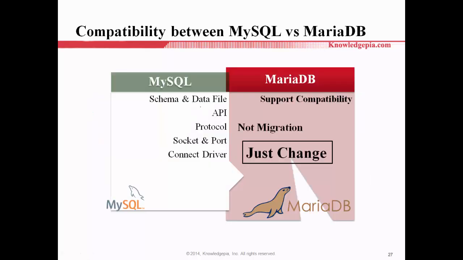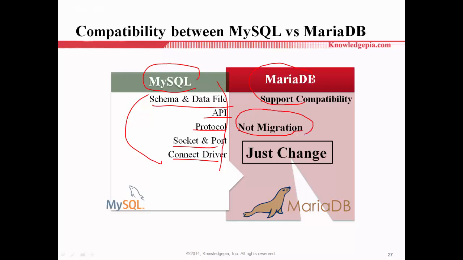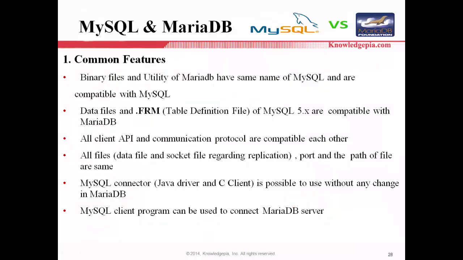So, compatibility between MySQL and MariaDB. MySQL also has properties like schema, data file, API, protocol, socket and port, connect drivers. MariaDB also brought these features from MySQL, but this is not a kind of migration, just a change to enhance some features compared to MySQL. So MySQL and MariaDB have many common features.